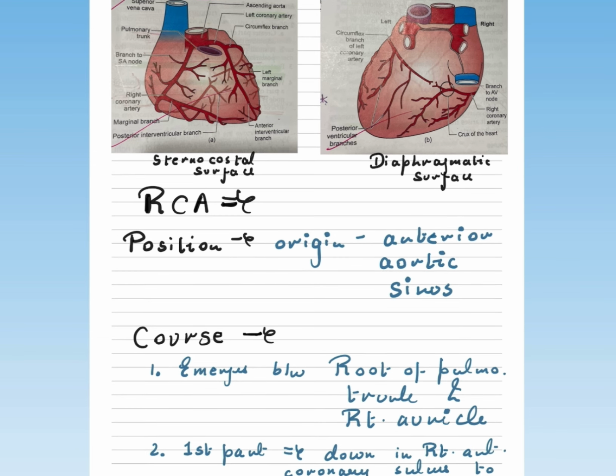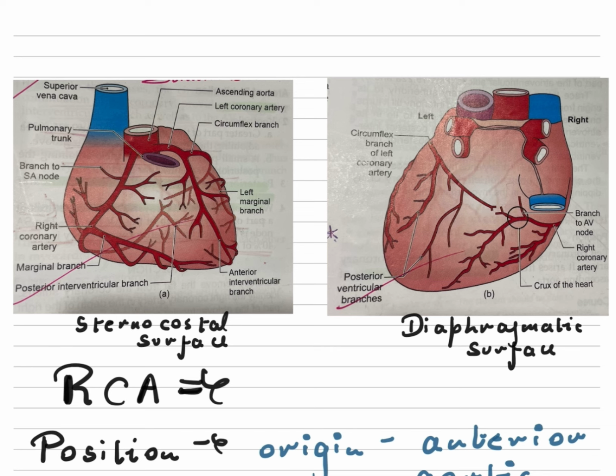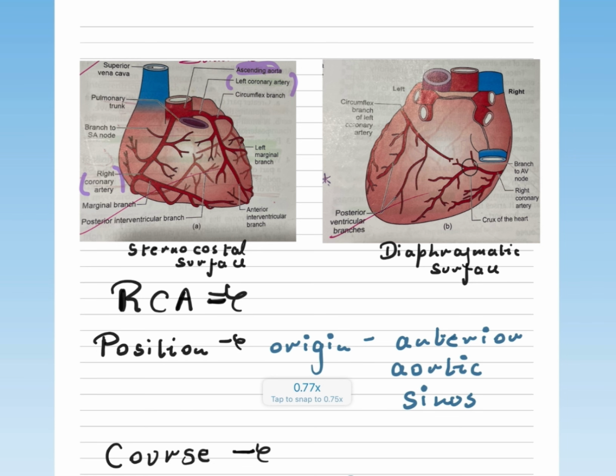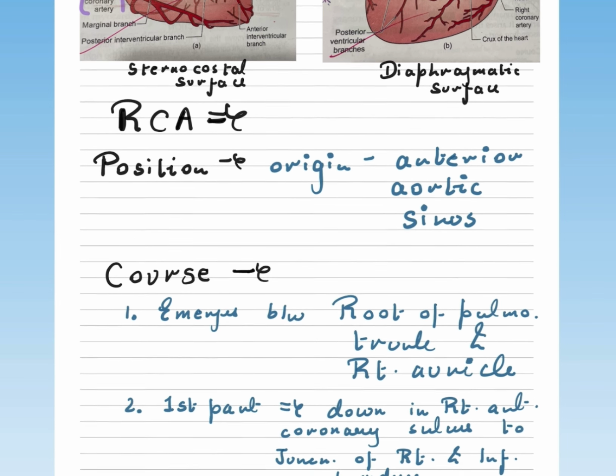So the first heading was position. Under position, there is origin, that is it originates from the anterior aortic sinus. Whereas the left coronary artery, we will be studying, originates from the posterior aortic sinus. Then the course we will be studying in this diagram. So this is the ascending aorta, and from here arise the left coronary artery and the right coronary artery. As we can see, the right coronary artery travels between the pulmonary trunk and the right auricle.